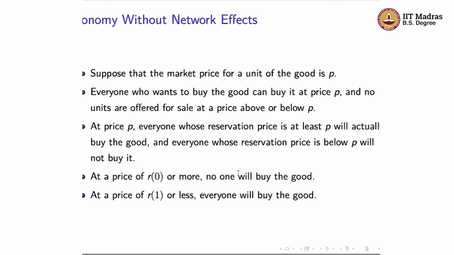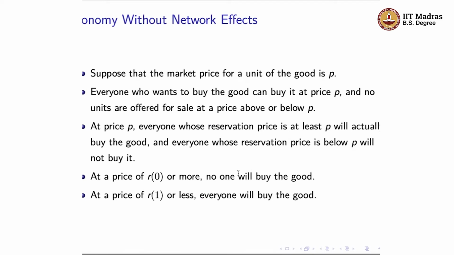Okay. Now, this is how much they are actually willing to pay, right? But how much they actually have to pay depends on the market price, right? So suppose each of these consumers goes down to the market and sees that the price of this good they are interested in purchasing is P, right? Now the question is, which are the consumers who are going to buy this product, right? Everyone who wants to buy this good can buy at the price P, right? That's what it means for the market price for a unit of the good to be P, and there are going to be no units offered for a price below P, right?